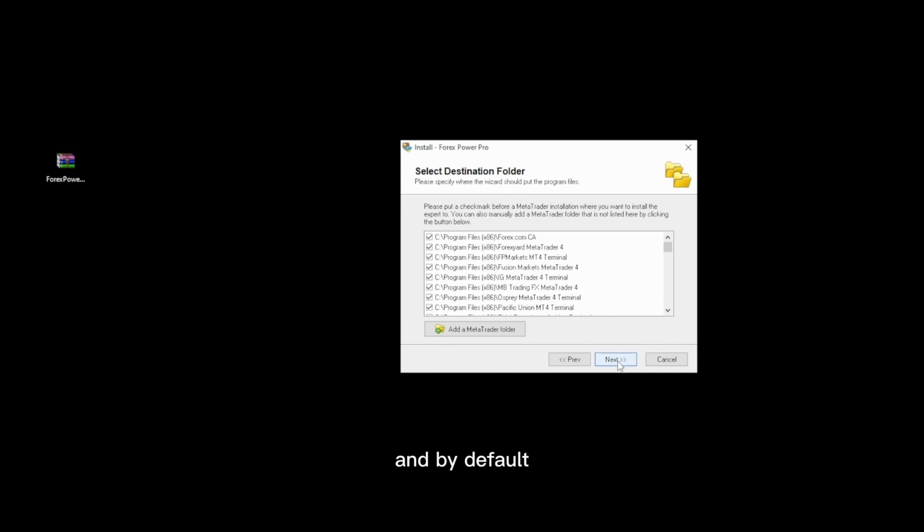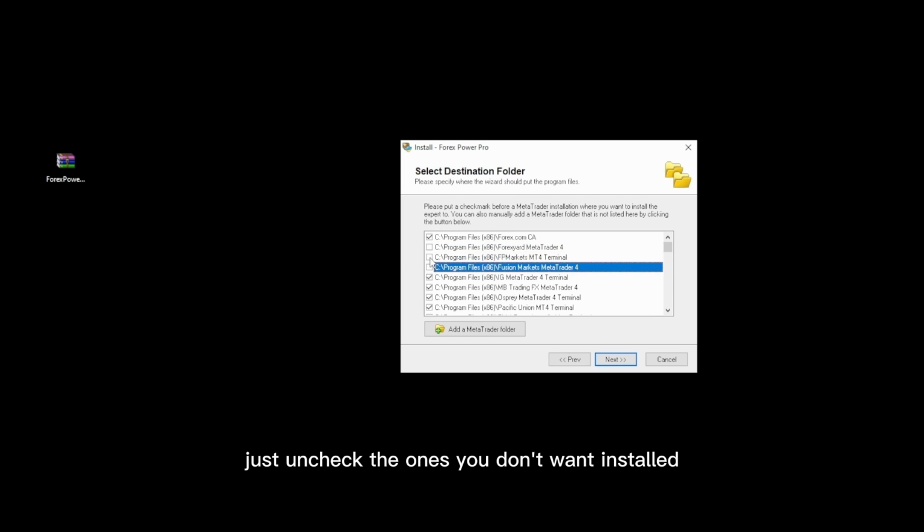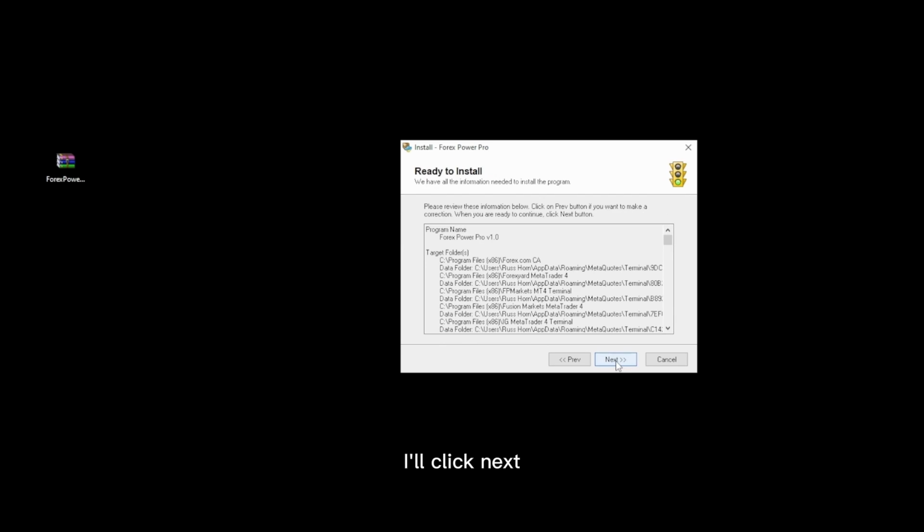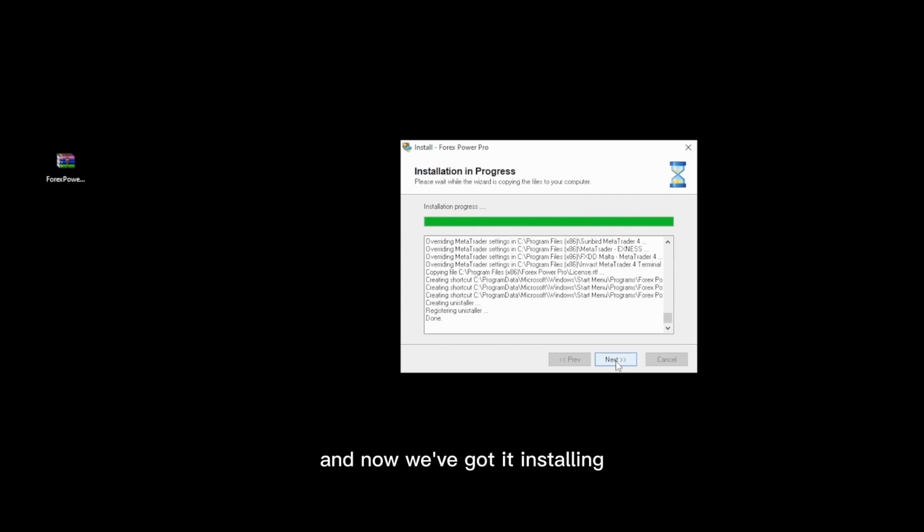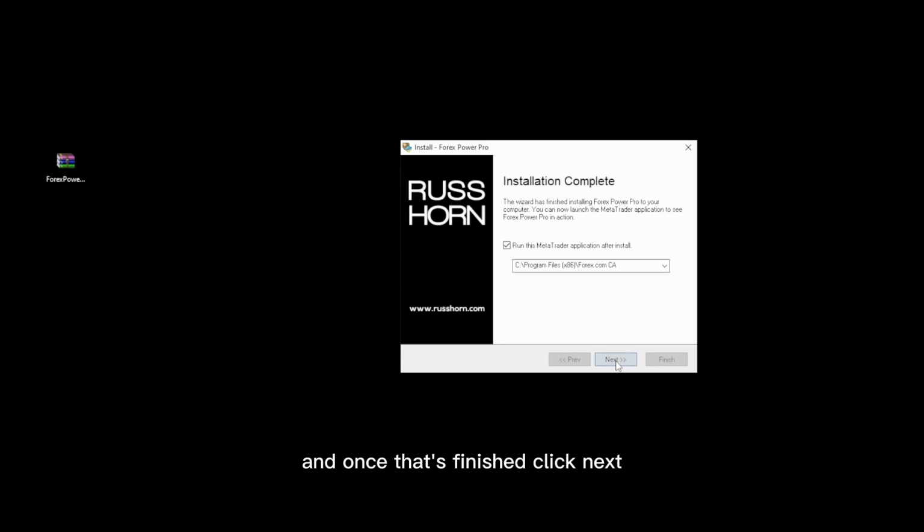And by default, the installation wizard is going to select every platform that it can find on your computer. If you don't want to install this on certain platforms, just uncheck the ones you don't want installed. I'm going to keep them all checked. And from here, I'll click next and next again. And now we've got it installing. And once that's finished, click next.